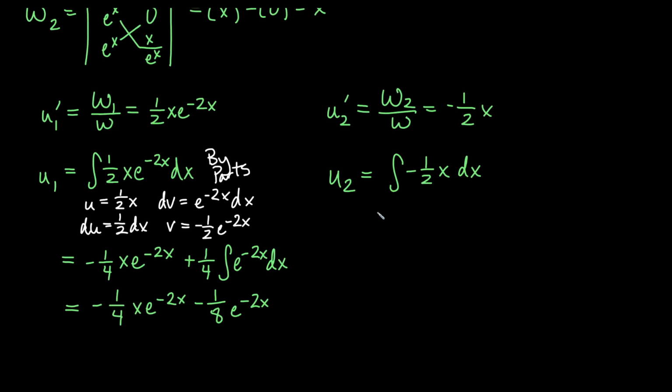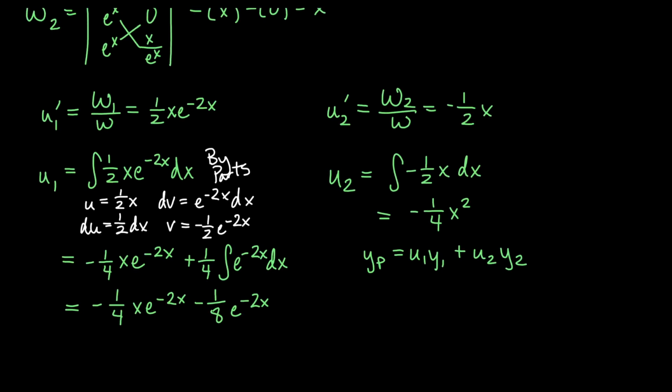Or u2, this should be easy here. This is just a power rule, right? So we get the power goes up by 1, and we divide by the new power, so we get negative 1/4 x squared, leaving off the constant of integration there as well. So we've got u1 and u2. Now remember, our y sub p is u1 y1 plus u2 y2.